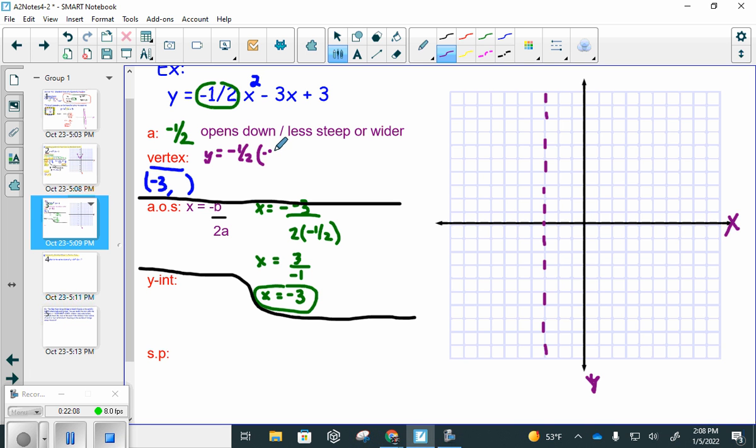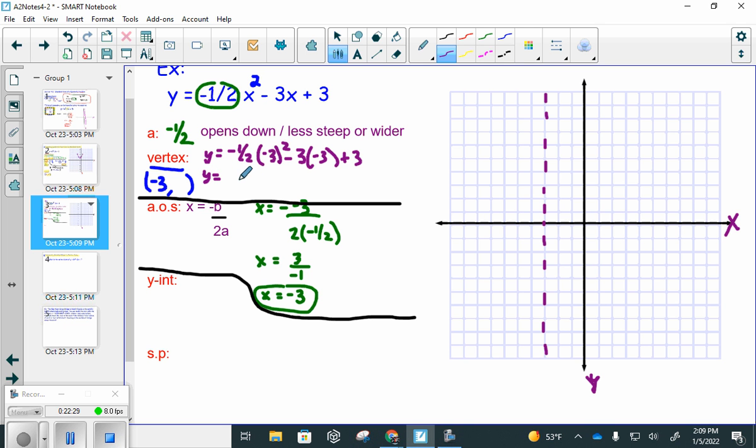times -3 squared, minus 3 times -3, and then plus 3. And you're going to do PEMDAS. So let's see what I can fill in here.